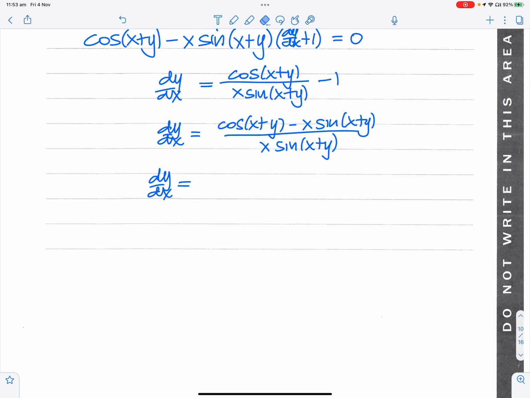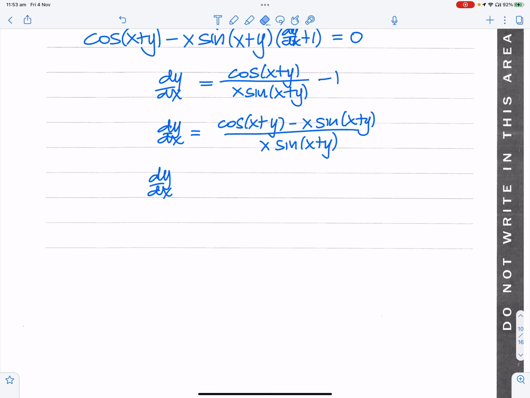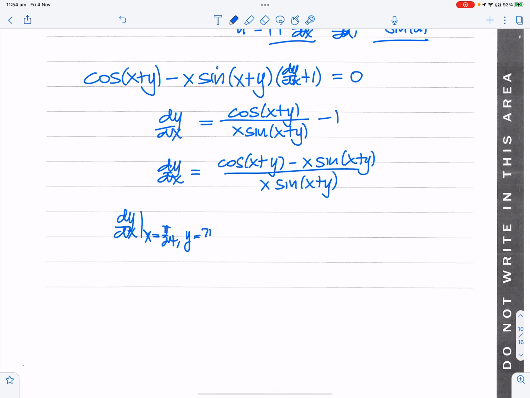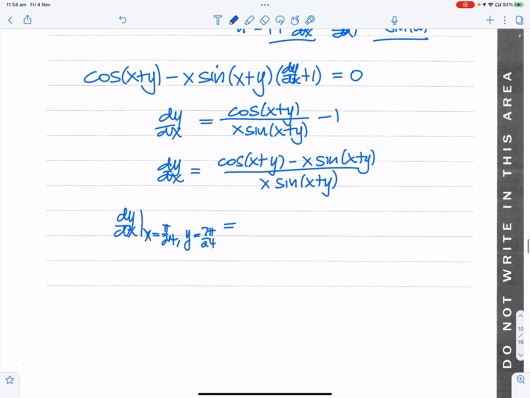So we've got cos of pi on 3. So we'll say dy/dx, given x is pi on 24, y is 7 pi on 24. Okay, so we get cos of pi on 3, which we know is a half, minus pi on 24 times root 3 on 2, over pi on 24 times root 3 on 2.